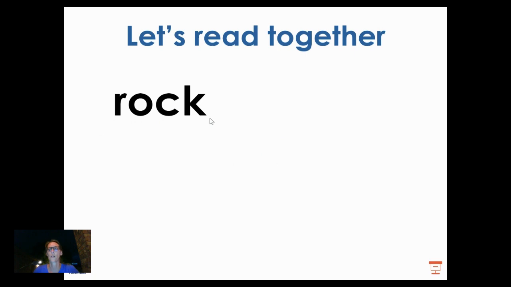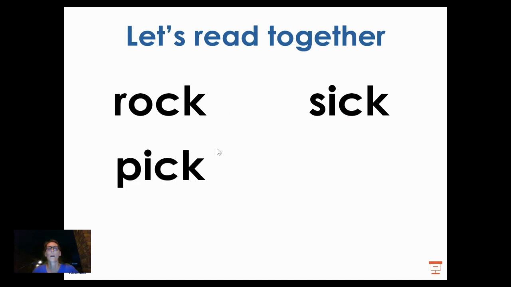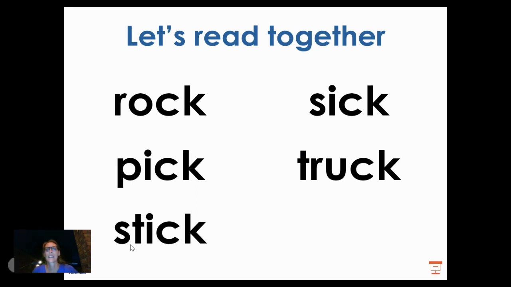Rock. Sick. Even though there's two letters, it really just makes that one sound. Ick. Pick. Truck. The reason I did that one so many times is this TR can sometimes sound different than truck. Ick. Stick.